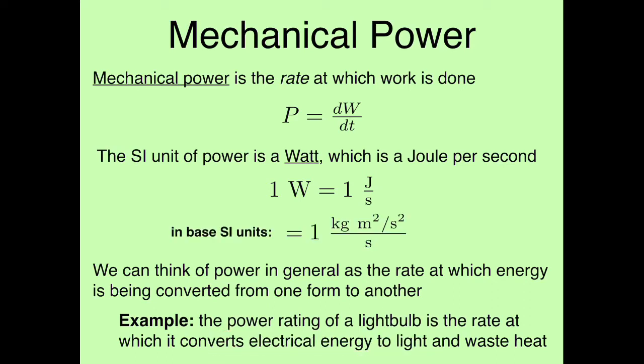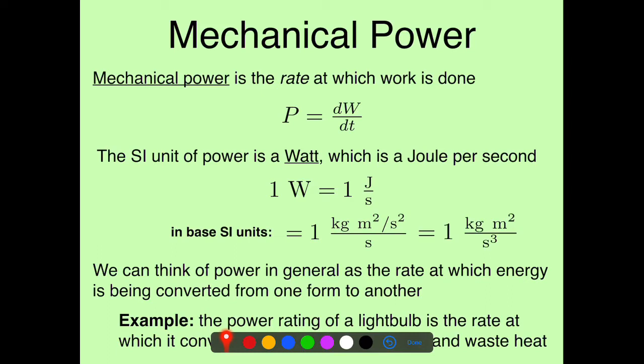But we remember that in SI base units, a joule is a kilogram times a meter squared per second squared. And then we divide by seconds one more time. So overall, what we have is a kilogram times a meter squared divided by a second cubed. So this is what a watt is equivalent to when we break it down into the base units of kilograms, meters, and seconds. Okay, so that's mechanical power. It's the rate at which work is done.